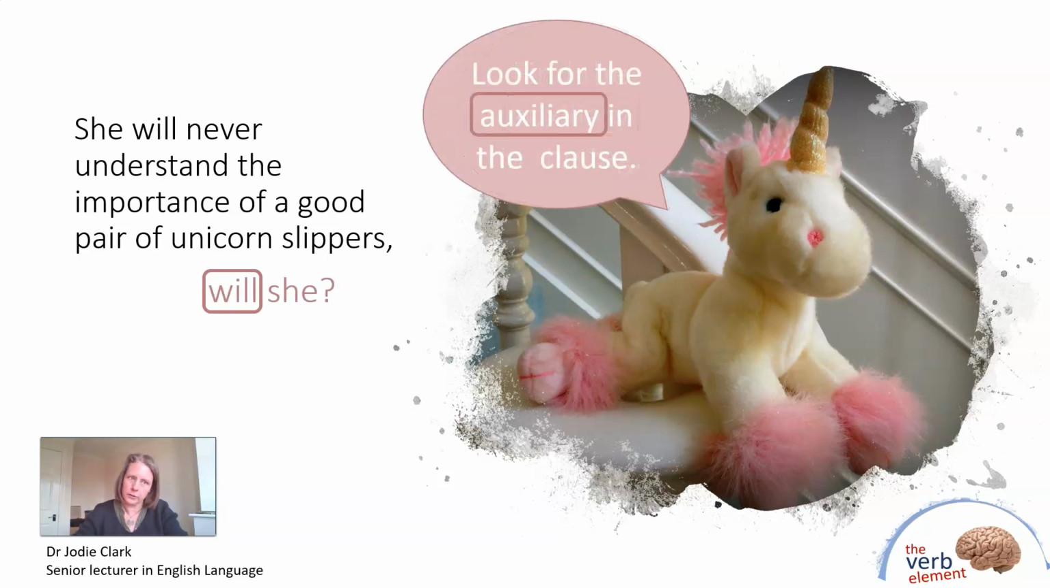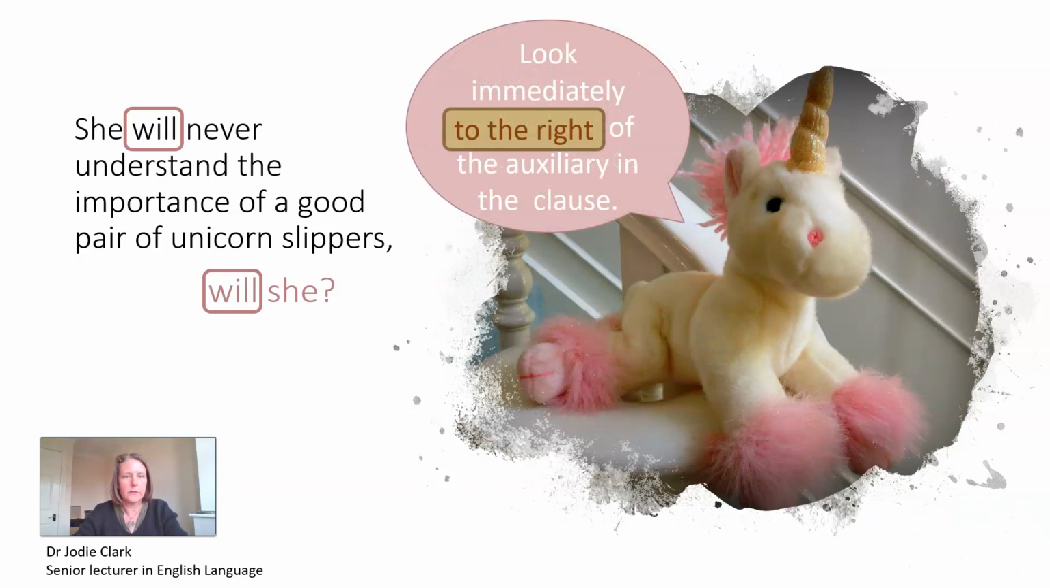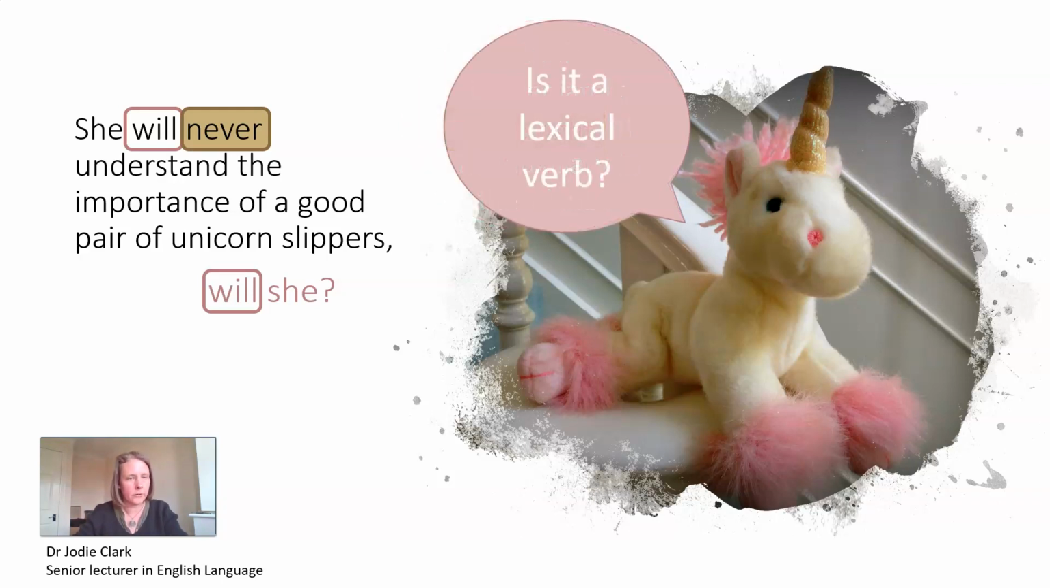We look for the auxiliary in the clause. And we find it straight away. She will. And then we do our classic thing. We look to the right of the auxiliary in the clause. And we get the word never. And then we ask ourselves the question, is it a lexical verb?